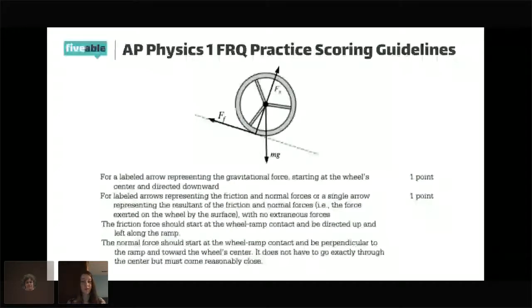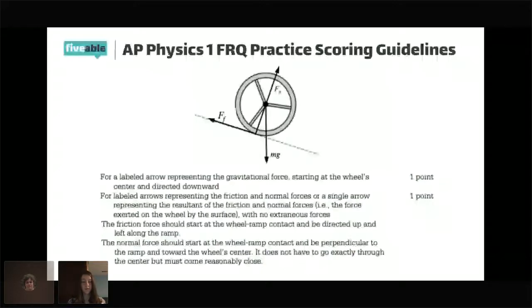So you get 1 point for the gravitational force. You get points for labeling your forces. Yeah, actually, if a wheel is going up a ramp, rotating, then the friction is in the direction of motion. And then you get the normal force with contact, and basically you just get 2 points for your entire free body diagram being right.